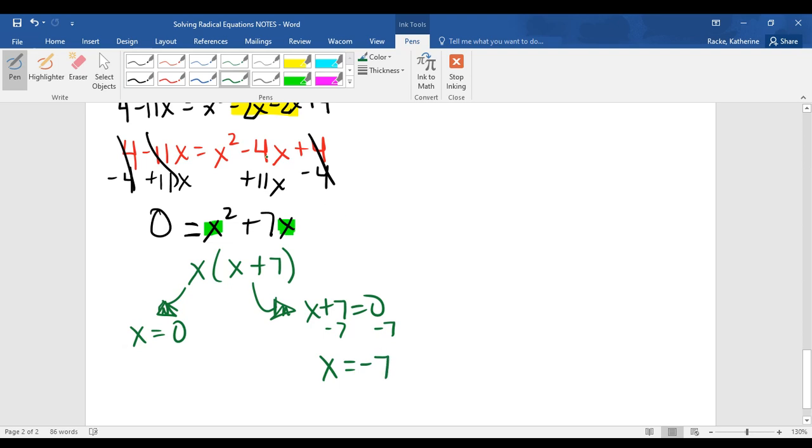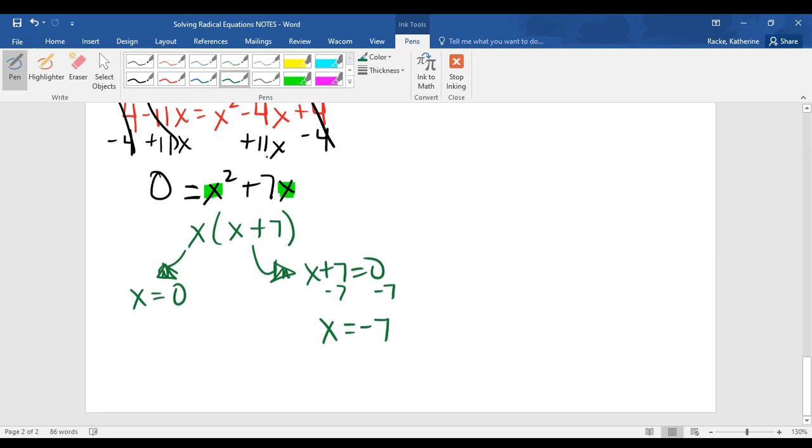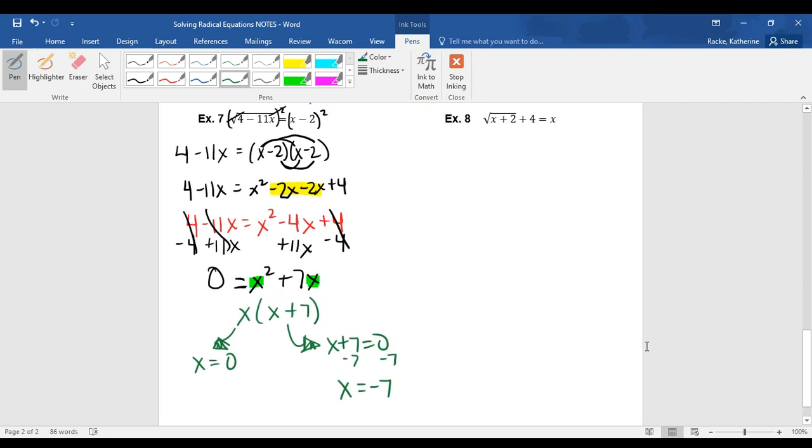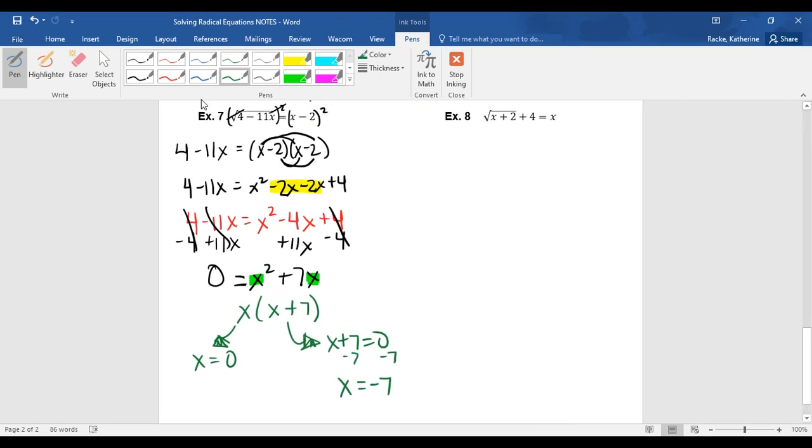Okay, so right now I have two solutions. I need to take both these solutions and plug them back in to the original. So if I did that, let's start with our 0. I have the square root of 4 minus 11x equals x minus 2, plugging in 0 for x. 11 times 0 gives me 0, so I have the square root of 4. Square root of 4 is 2.